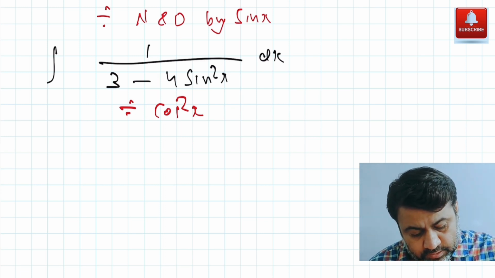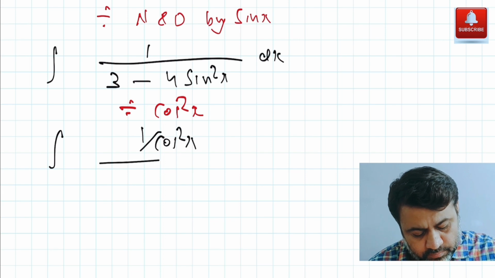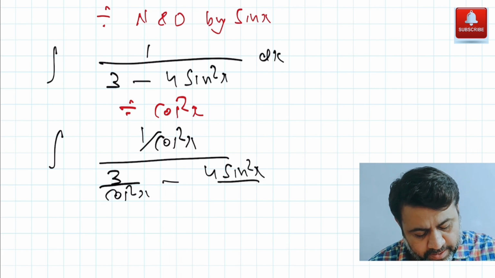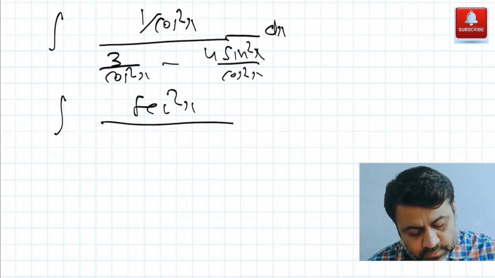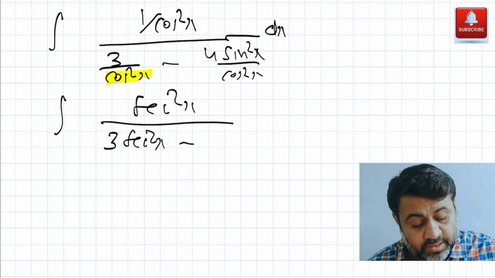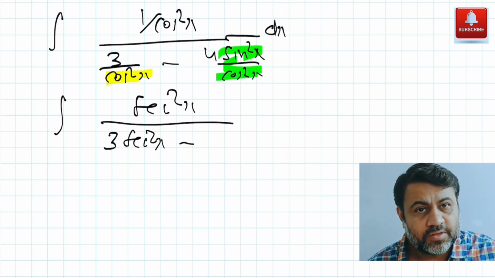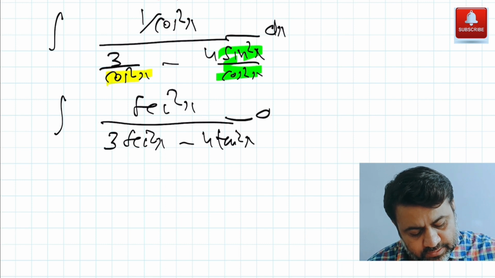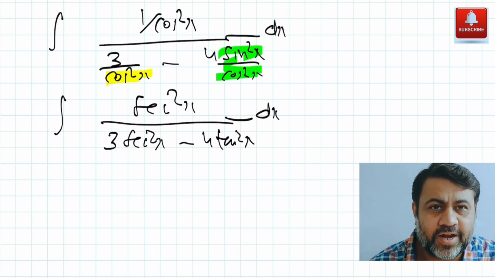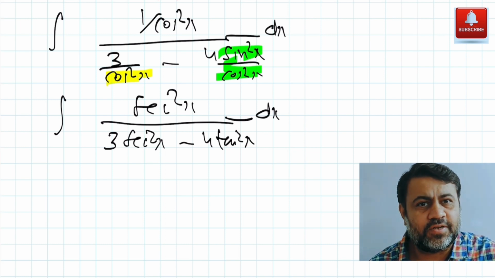So what we get here is 1 by cos square x in the numerator, 3 by cos square x, and 4 sin square x by cos square x. So what will happen? We get 1 by cos square x as sec square x. Cos square x in the denominator will go to the numerator as sec square x. So we get 3 times sec square x minus, now we have sin square by cos square, sin upon cos will be tan square x. So we get 4 times tan square x. Now it's very clear that I am going to use tan x as t, so sec square x and dx will be dt.